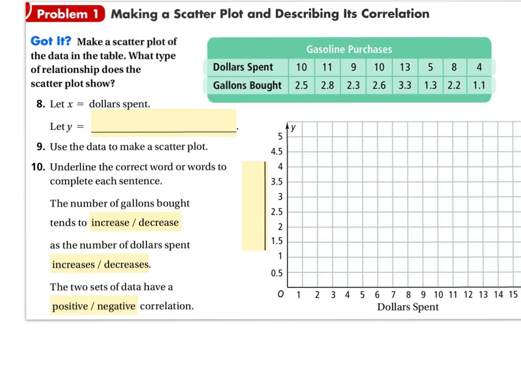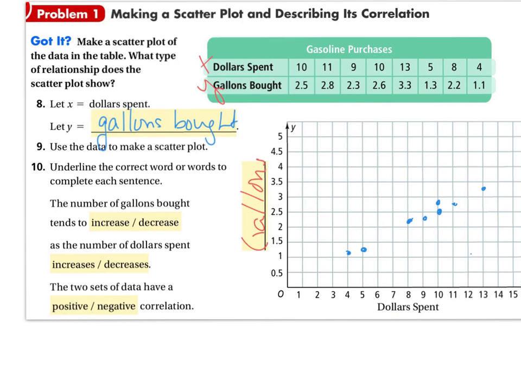Pause this video and use this table to make a scatter plot. Note that the label on the bottom is dollars spent, so that's your x value, and your y value is going to be the gallons bought. So how'd you do?